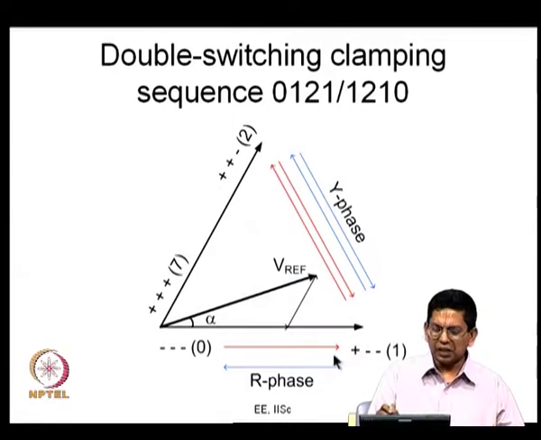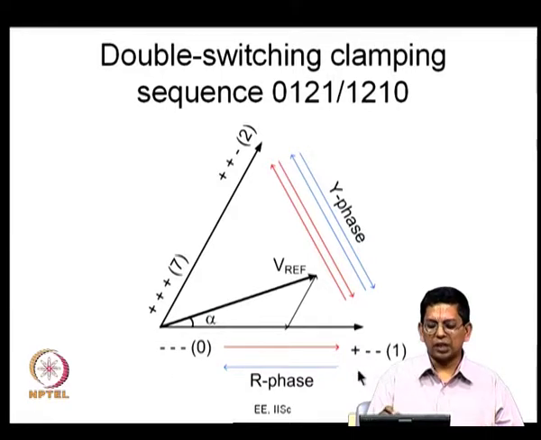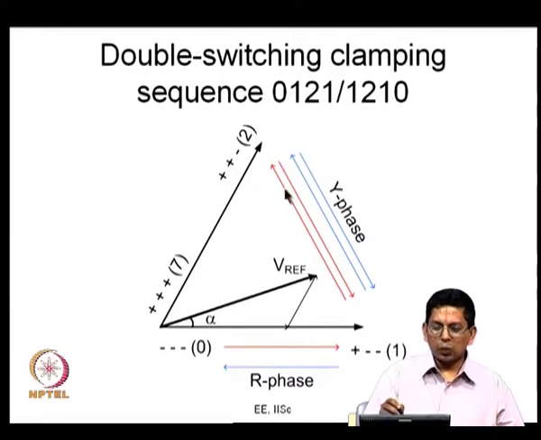You see that at every transition you are switching only one phase and changing from one state to another. Here only R switches, here only Y switches. For every state transition only one phase switches, other than that we are not doing anything. So, now it is totally 3 switchings. We are avoiding B phase switching and we are switching Y phase twice.